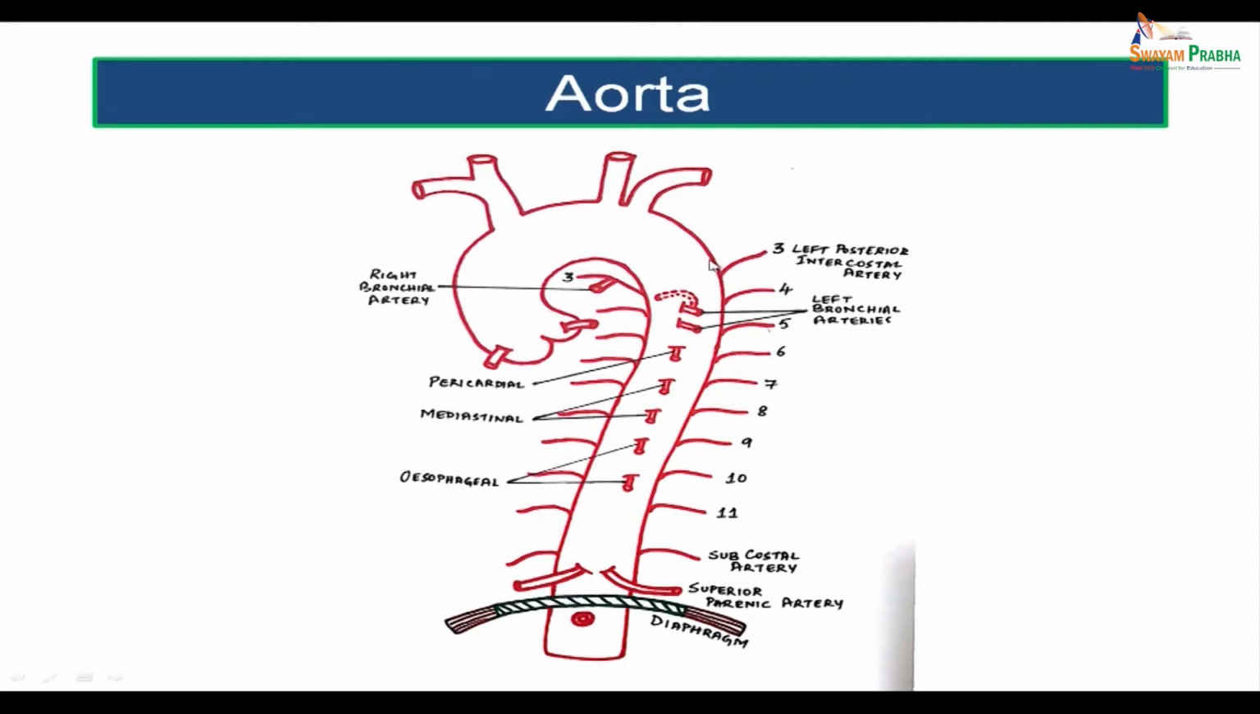The next part, which curves upwards and backwards and to the left, this is called as arch of aorta, and this descends down from the left side towards the midline in the thoracic cavity. This is called as descending thoracic aorta. Once it passes through the diaphragm, aortic opening in the diaphragm, it becomes the abdominal aorta. So, this is the abdominal aorta.